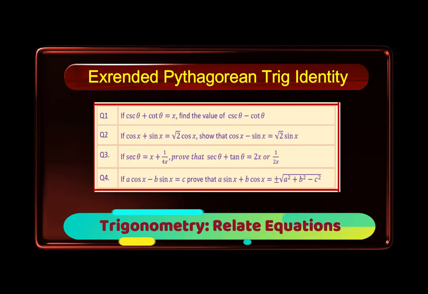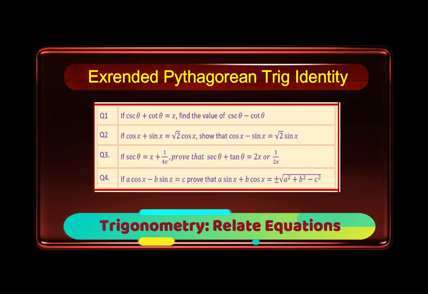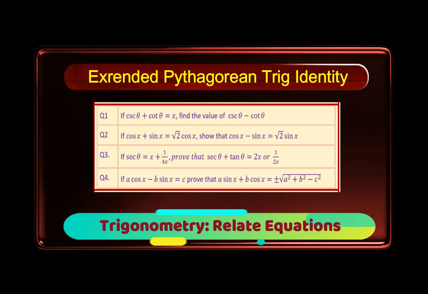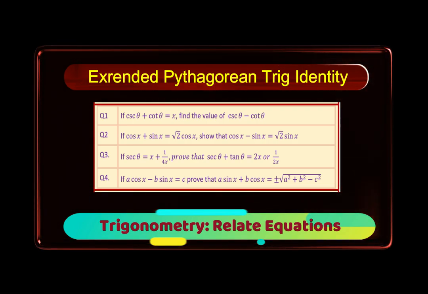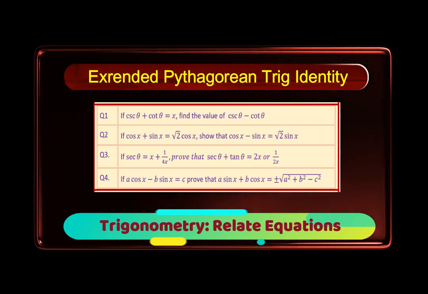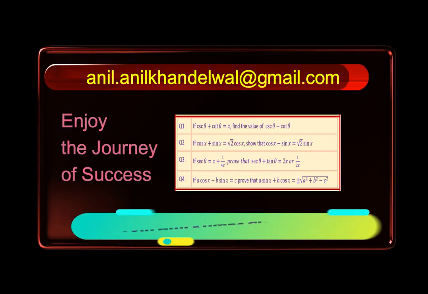Anil Kumar, sharing with you 4 important questions from test point of view. These are related to trigonometric Pythagorean identities, and we will see how, from given conditions, we can derive relations.